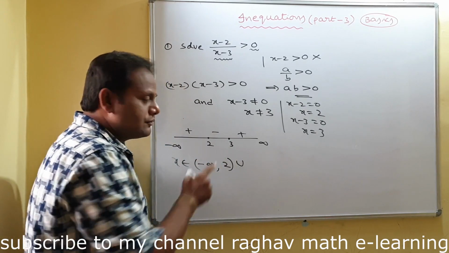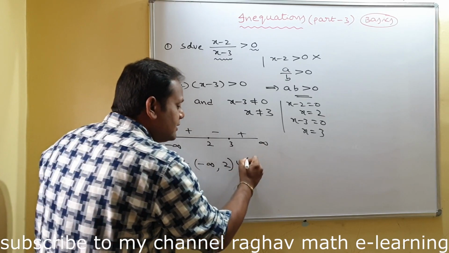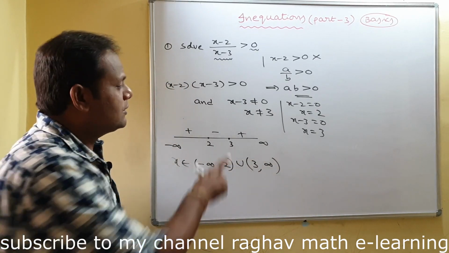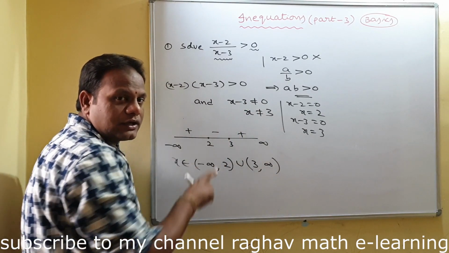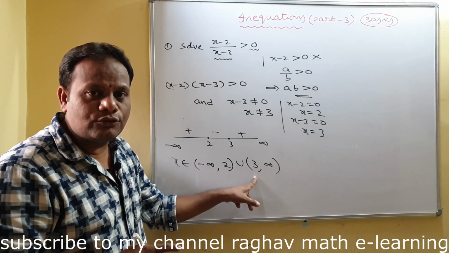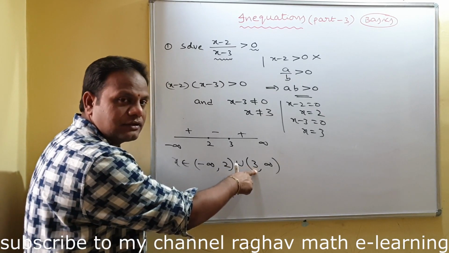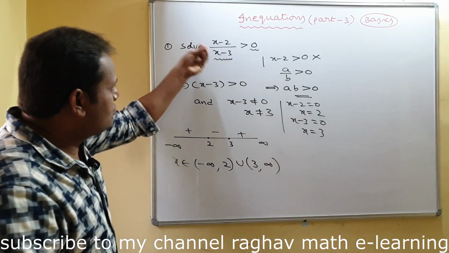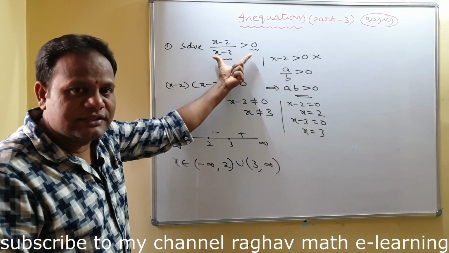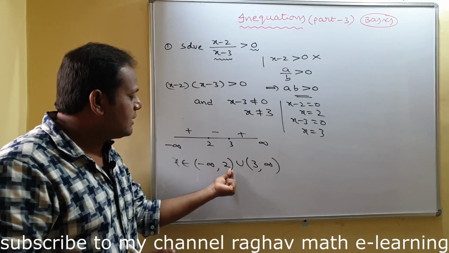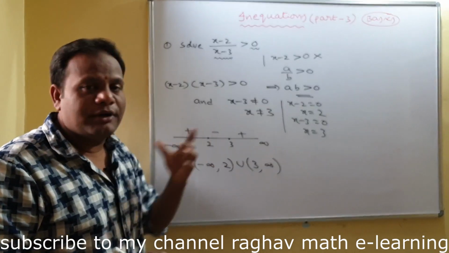Union 3 to infinity. For 3, closed interval or open interval? Already we got x not equal to 3, so it is an open interval. Open interval means 3 is not included, 2 is not included. So the solution set to this inequation is simply x belongs to minus infinity comma 2 union 3 comma infinity.